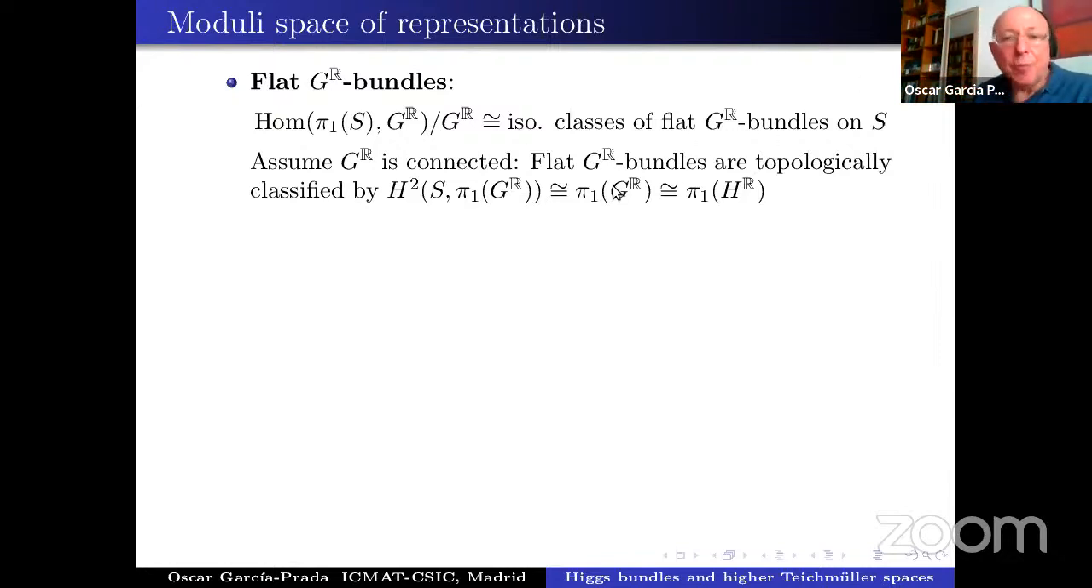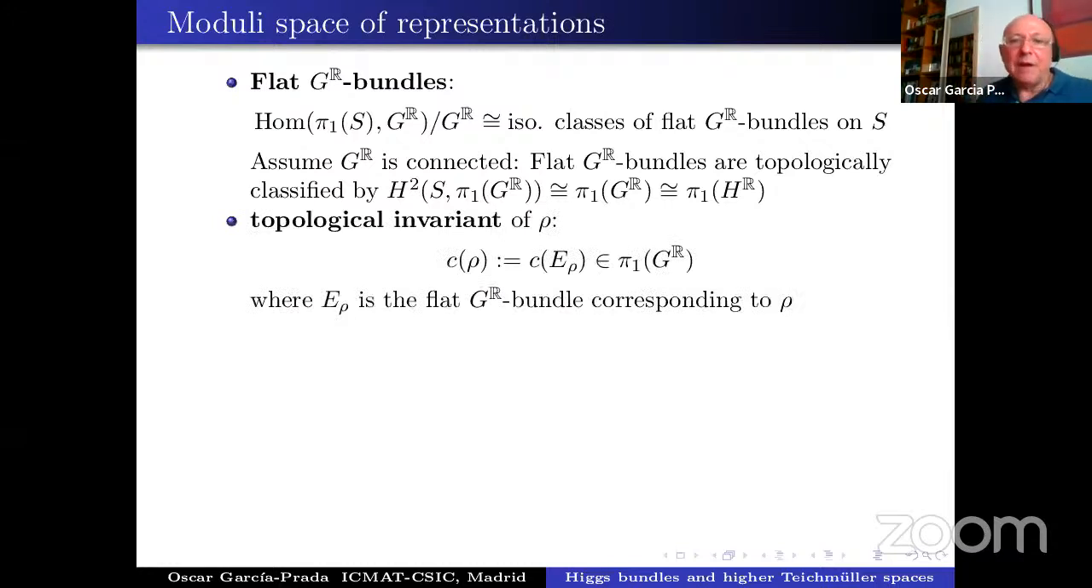So GR flat bundles on a surface are topologically classified by elements in the second cohomology group of S with values in pi 1 of GR. And this is isomorphic to the fundamental group of GR, which in turn, because HR, oh, sorry, I haven't introduced what HR is. HR here is a maximal compact. I will come back to that. So HR is the maximal compact of GR, so GR retracts into HR. So the fundamental group of GR is the fundamental group of HR. So I have been going ahead of my own notation. Okay, so the topological invariant is this element in the fundamental group of GR.